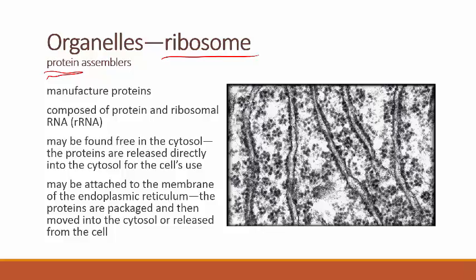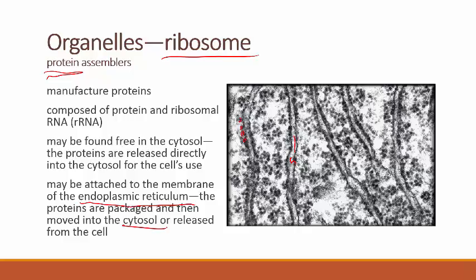But frequently, the ribosomes are found attached to the surface of a structure called the endoplasmic reticulum. We'll talk about that in a minute. And if that's where they're found, then the proteins are packaged and moved. So the proteins are placed inside the chambers of the endoplasmic reticulum, and then they can be packaged up and either moved into the cytosol in a package, or released from the cell, taken directly to the cell membrane, and then delivered to the external surface of the cell. So they can be in two locations, and the locations determine where the products are going.